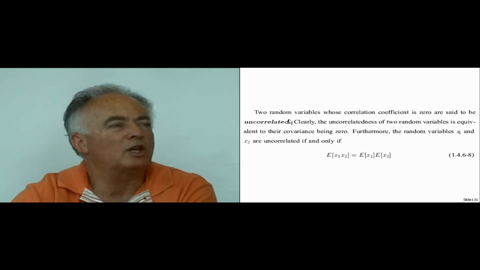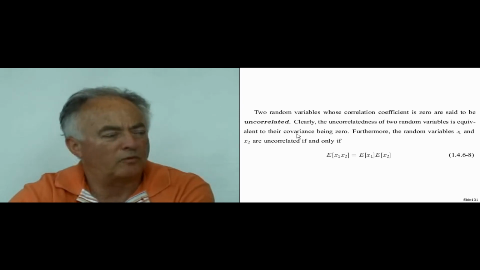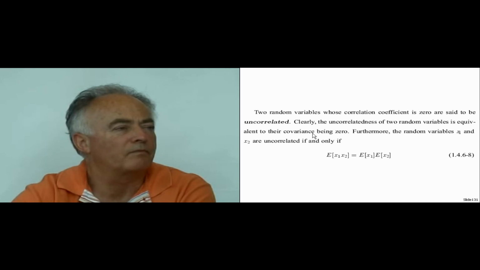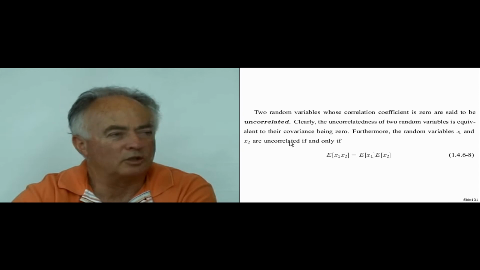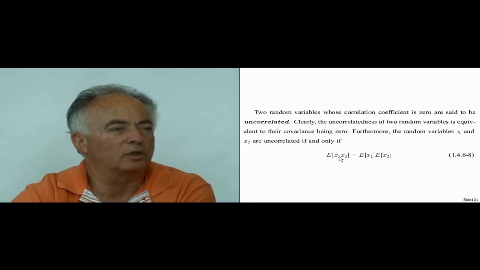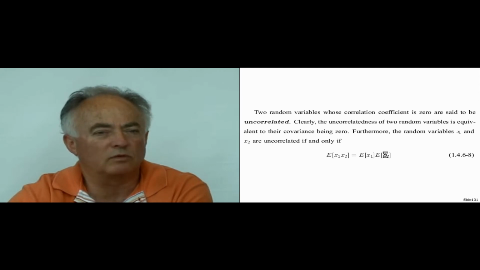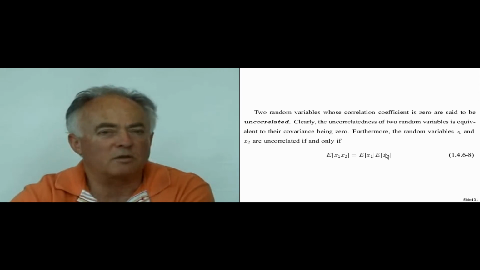Okay. If we take two random variables whose correlation coefficient is 0, they are uncorrelated. This uncorrelatedness property of two random variables is equivalent to the fact that their covariance is 0. Two random variables, x1 and x2, are uncorrelated, it turns out, if and only if the expected value of the product is the product of their individual expected values. So E of x1 x2, the product, is the same thing as E of x1 multiplied by E of x2.